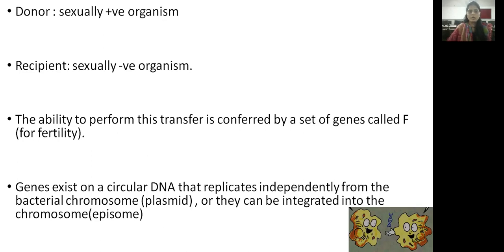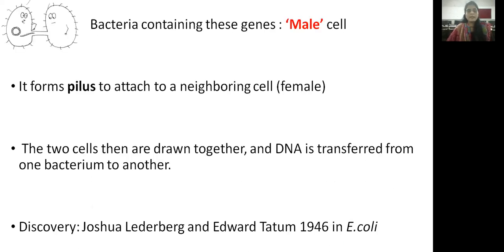So plasmid, we know what is plasmid. Plasmids are circular extrachromosomal DNA which can exist independently. It can replicate independently, or the plasmid can integrate into the bacterial chromosome, and that is called an episome. Bacteria containing these genes are called male cells. That is, the bacteria which have the F plasmid with fertility factors are called male cells. Such male cells form a pilus to attach to the neighboring female cell. The two cells are then drawn together and the DNA is transferred from one bacteria to another.